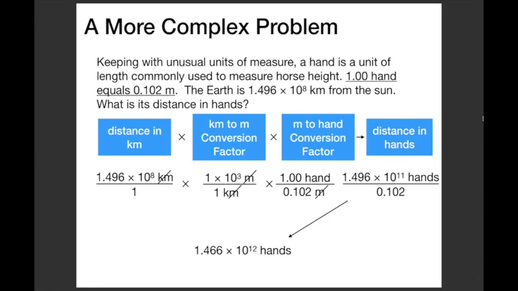Considering the number of significant figures, we end up with 1.47 times 10 to the 12 hands, because we have 1.00 hands equaling 0.102 meters, which has 3 significant figures. Those are the least number of significant figures in the problem. Therefore, the answer has to have 3 significant figures.